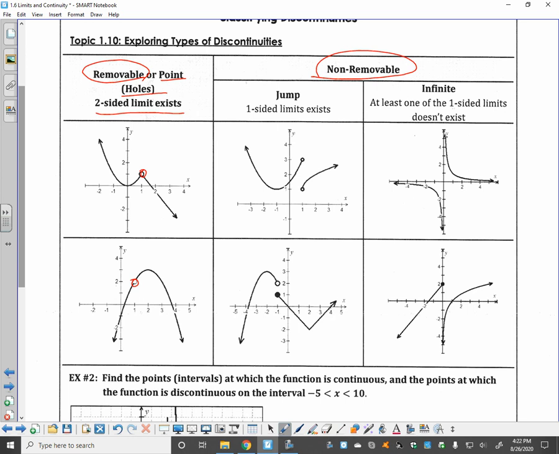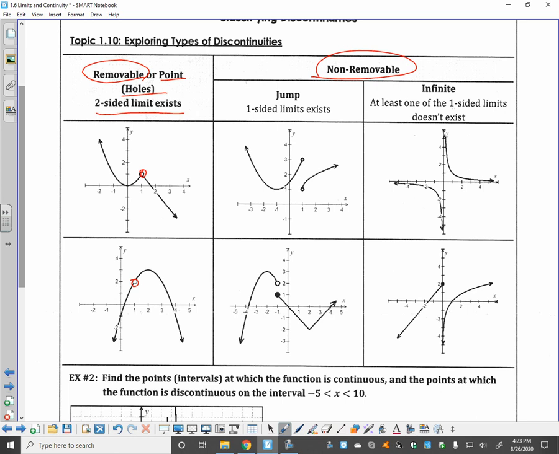It's a hole. Jump discontinuity means that the one-sided limits exist, they're just not equal. One more time. The one-sided limits from the right and from the left both exist, however, they're not equal to each other. That is a non-removable jump discontinuity. Non-removable, because it's not a point, jump discontinuity.